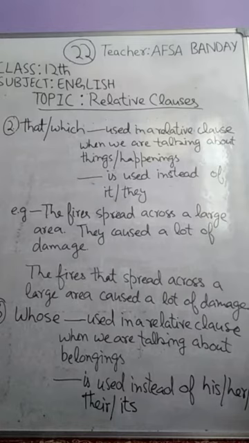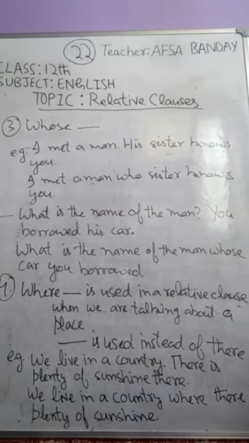Number 3 is whose. Whose is used in a relative clause when we are talking about belongings. It can be a person's belongings, that can be another person in his or her life, or even some material things. And whose is used instead of his, her, their, its. For example, we say I met a man, his sister knows you. That means not this man, but his sister knows you. That's why we have written I met a man whose sister knows you.